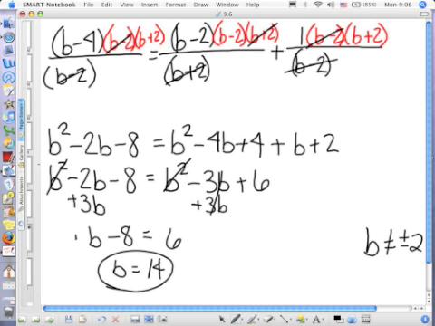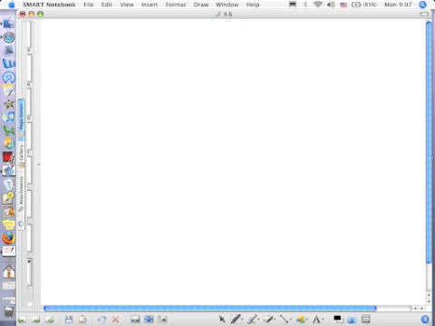Wait, for 25, you change 1 minus d to d minus 1? Yes, and then it makes it plus instead of minus on that final fraction. Let's do number 25, and then we're going to move on to the next lesson. There's also factoring that needs to be done in number 25.